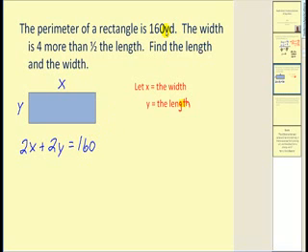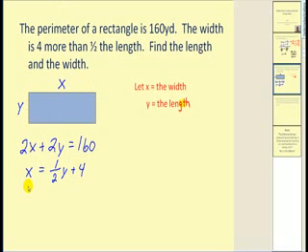The second sentence states the width is 4 more than half the length. When I read "the width is," that's telling me that I'm going to have an equation in the form of x equals. Since y is the length, to express 4 more than half, I'll start by finding half of the length. That would be 1/2 y. But since we want 4 more than that, I'd add 4 to that. Here's our system of equations.